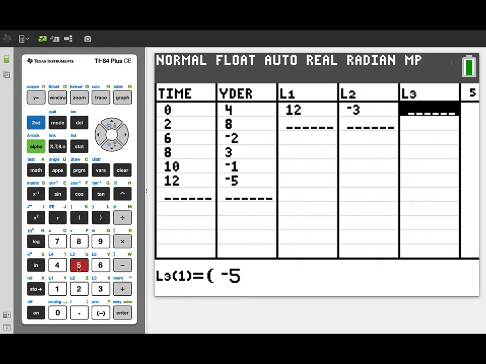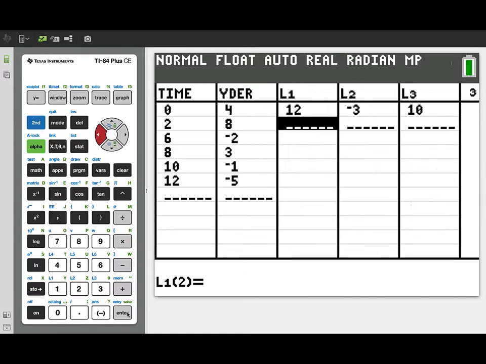So at time t equal 12, we know that the y prime value is -5. I'm going to multiply that by our step value, which is -2 since we're going backwards. So -5 times -2, and I'm going to enter that into L3. Now that's the increment that we'll use to estimate what the y position is at time t equal 10.